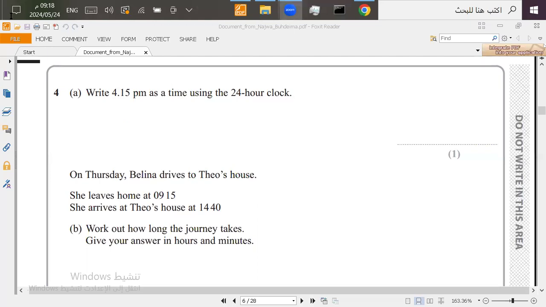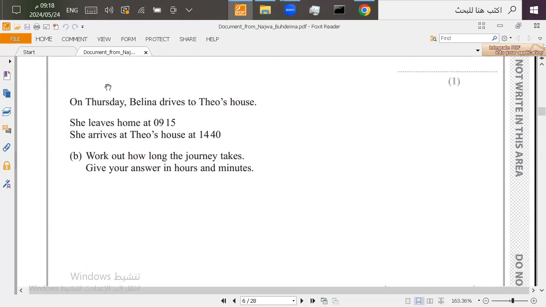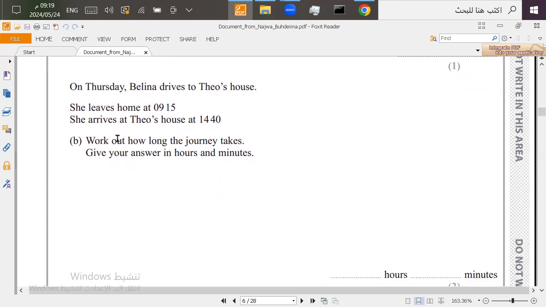On Thursday, Lena drives to Theo's house. She leaves home at 9:15. She arrives at Theo's house at 14:40. Work out how long the journey takes. Give your answer in hours and minutes. So she leaves home at 9:15 a.m. and then she arrives at Theo's house at 14:40 p.m. Now, we're going to find out how much time she took.